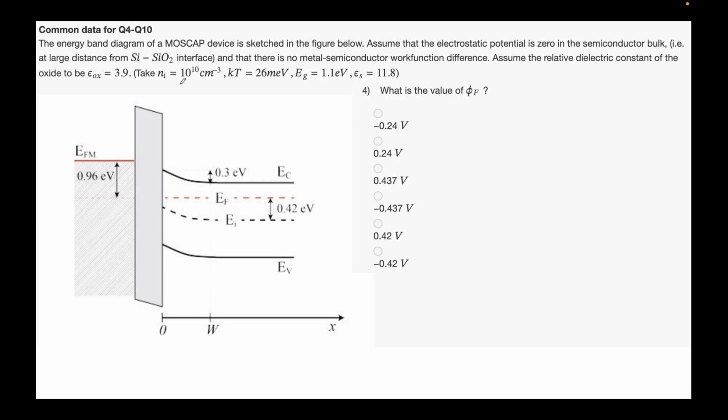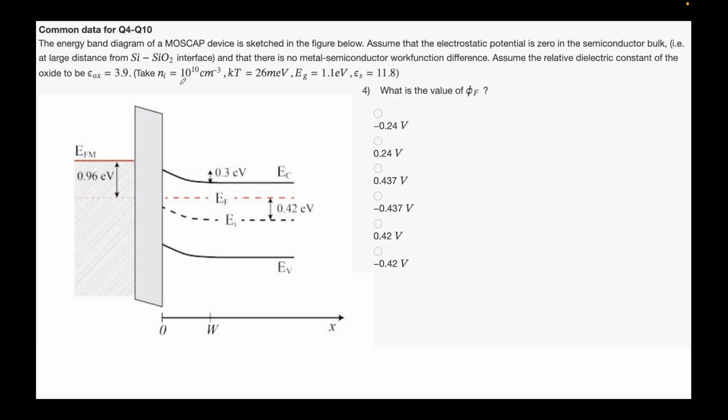Okay, and there is no metal-semiconductor work function difference. So essentially they are defining an ideal MOSCAP. Whatever is happening is your ideal MOSCAP. Okay, and assume the relative dielectric constant of the oxide to be 3.9. The rest of the things are given to us, which we might want to utilize.